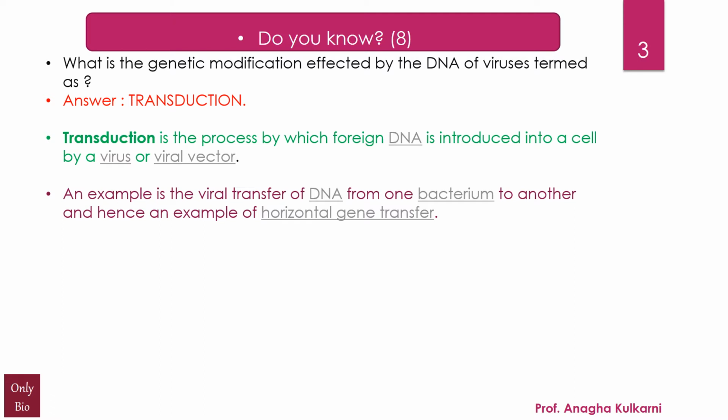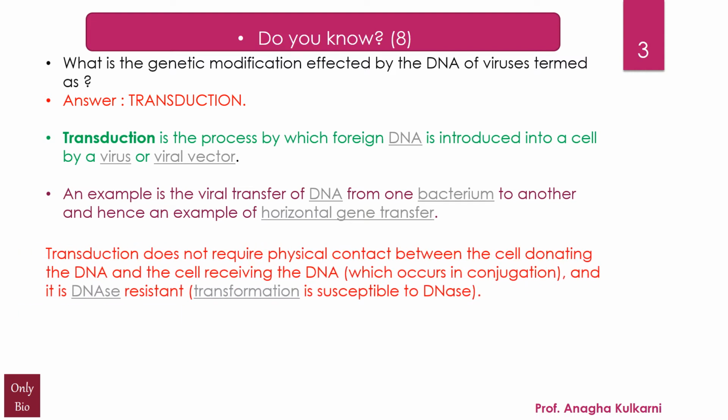An example is the viral transfer of DNA from one bacterium to another, and hence an example of horizontal gene transfer. Transduction does not require physical contact between the cell donating the DNA and the cell receiving the DNA, which occurs in conjugation, and it is DNase resistant. That is, transformation is susceptible to DNase enzyme. You might be aware that DNase is the enzyme that can denature or act on the DNA.